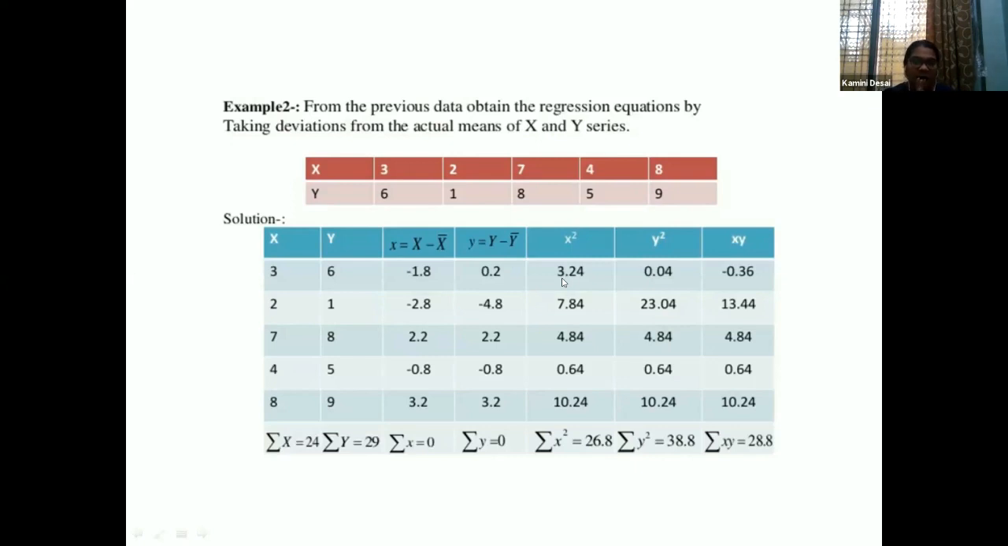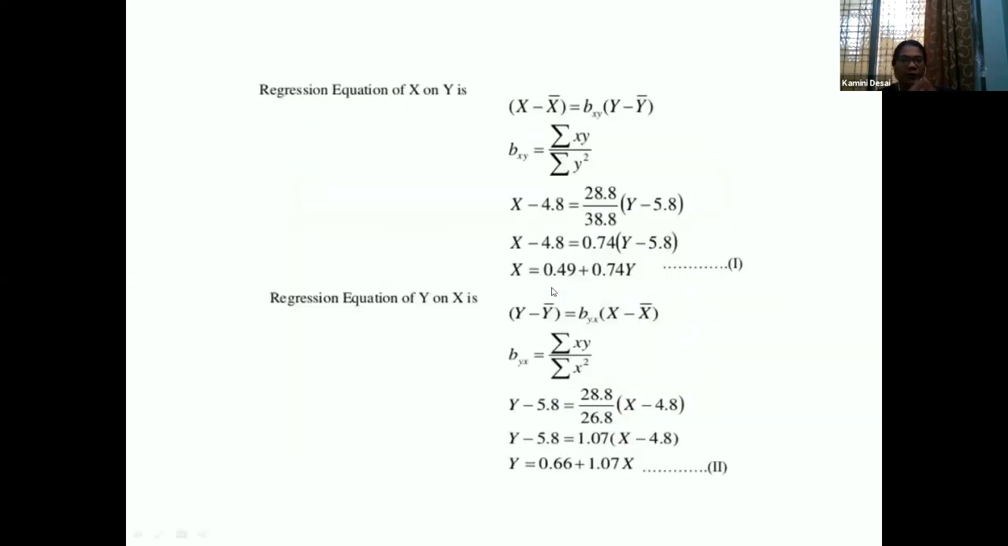So next is how to calculate that sum value. We are finding the equation of x on y. The formula is x minus x bar is equal to bxy times (y minus y bar). Why is it bxy? Because we are finding x on y. So bxy's formula is summation xy divided by summation y square. We are finding all the values, just substitute all the values in the equation and find out the regression line.